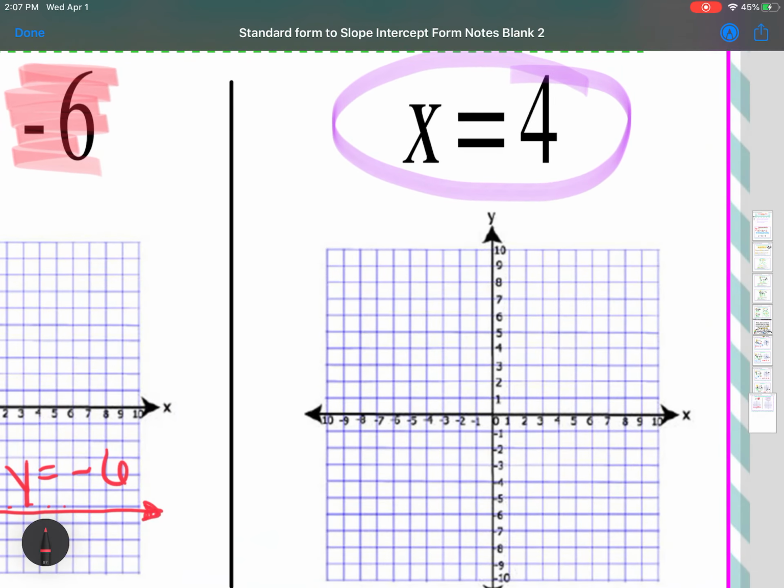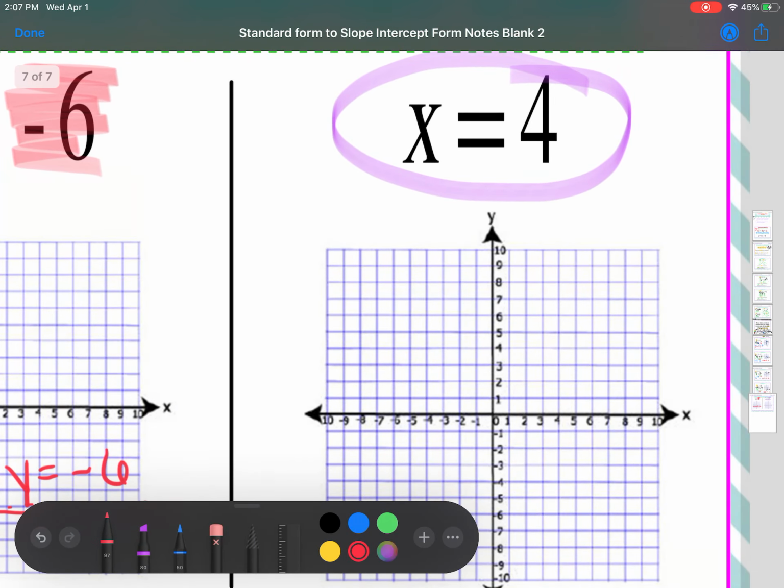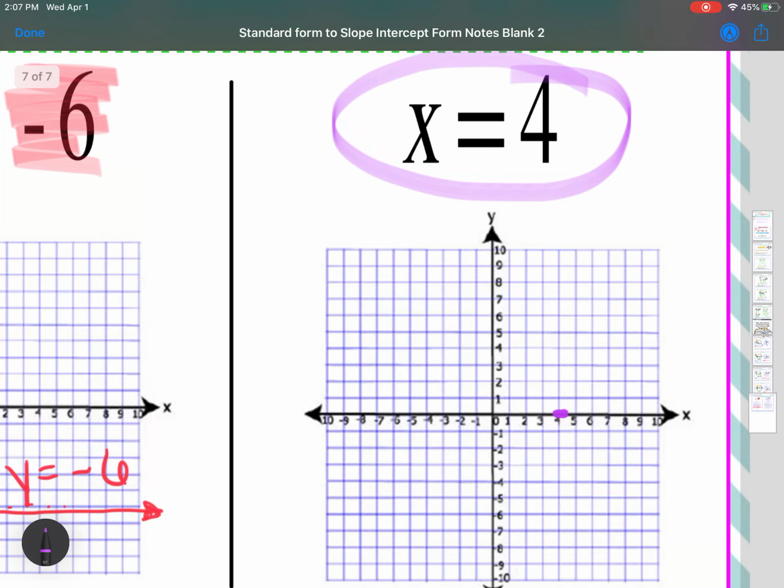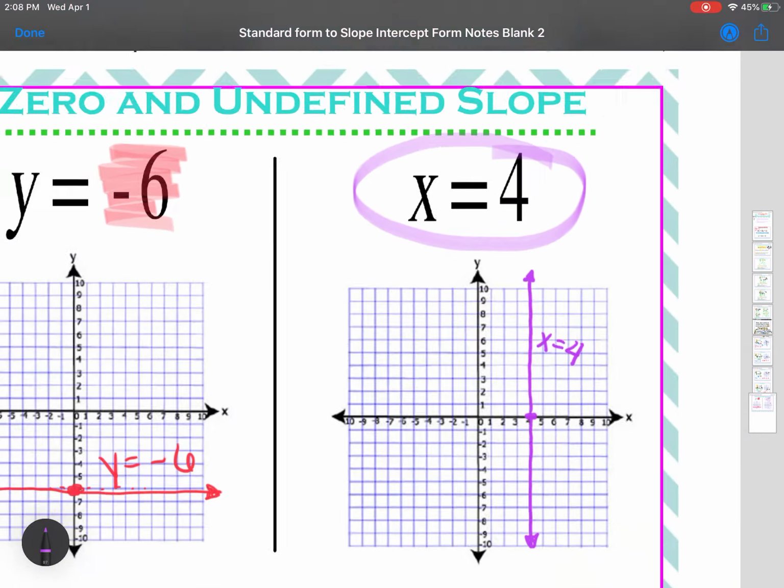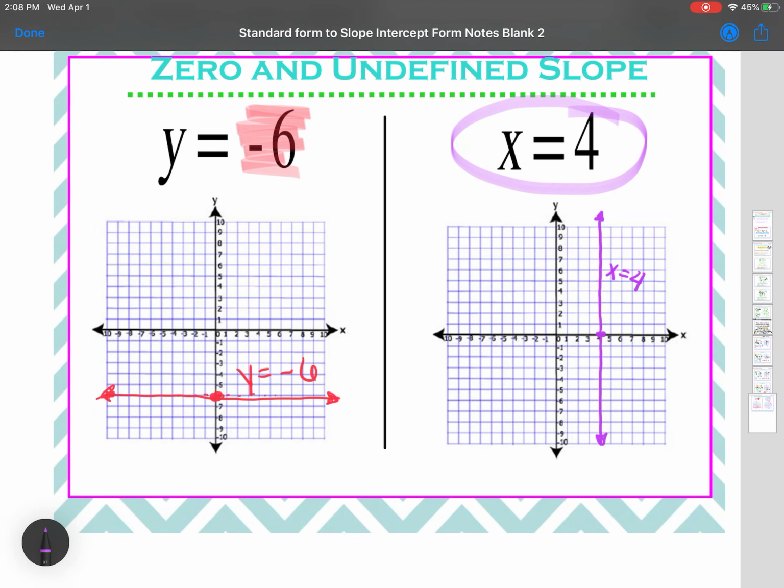Now, for this pretty one that I'm going to do in purple, x equals 4. So, instead of a y-intercept, I have an x-intercept. So I'm going to go to where x equals 4, my x-intercept. Then, my slope is undefined for this one, so it's just going to go up and down on the line x equals 4. Okay. And that's how we would graph those 2 types.